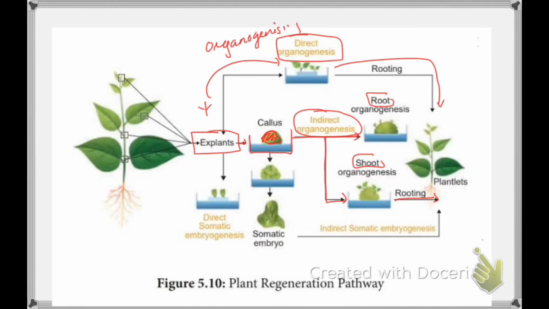Whereas in the other method, we generate embryo directly from the explant. That is direct somatic embryogenesis. Otherwise, we'll go for callus. From the callus, we'll induce somatic embryos, and these embryos are allowed to grow. The embryos are somatic embryos because they are not formed by the fusion of male and female gametes. They are generated from somatic cells. This pathway is known as somatic embryogenesis. So these are the two pathways of regeneration of plantlets through plant tissue culture.